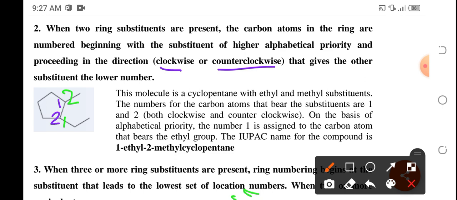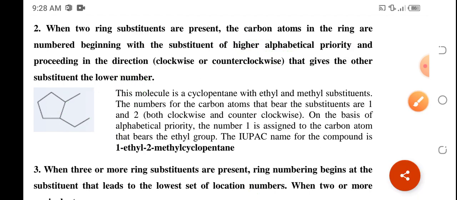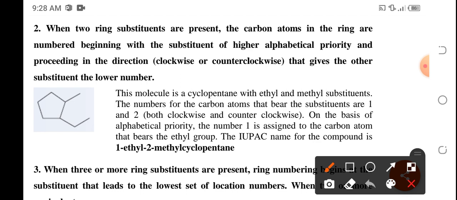So parehas lang. Parehas lang ang set. So pag ganito daw, you have to consider the higher alphabetical priority. Pag sinabing alphabetical priority, sino bang nauuna sa alphabet? Kanina sabi natin, this is methyl and this is ethyl. So, mas prioritize si ethyl. Therefore, we are going to have carbon number 1 for ethyl and 2 for methyl. That's why the name would be 1-ethyl, 2-methyl cyclopentane.